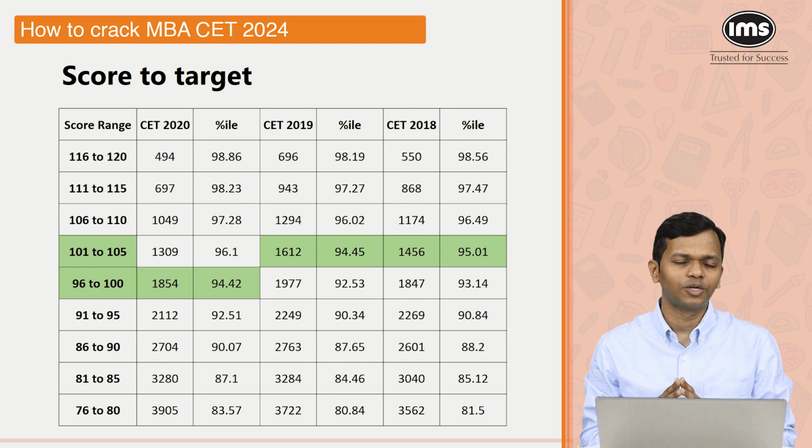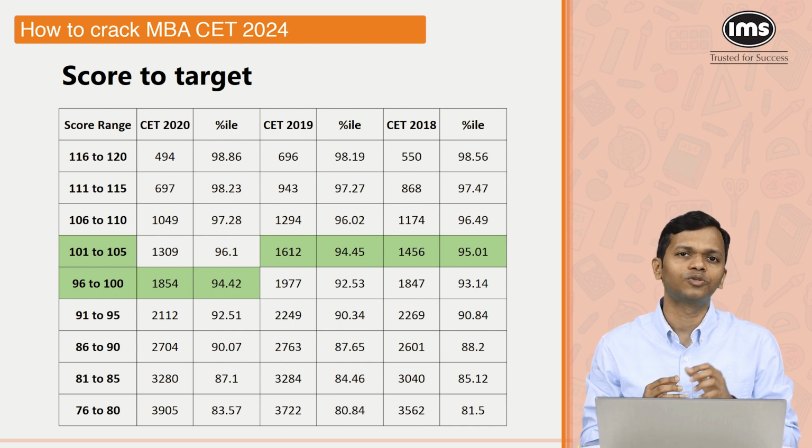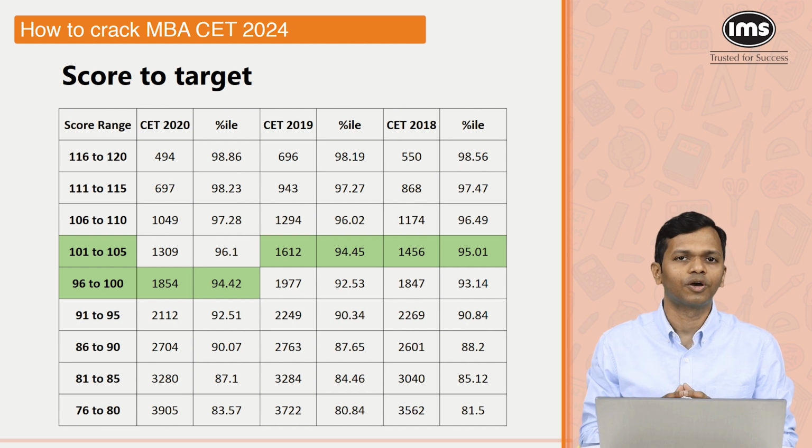Now, what is the utility of this table that I've shown you? Whenever you take SimCETs, whenever you take the full-length papers, what you should do is go back to this table and try and figure out that if the SimCET that you just took was the actual CET paper, what your score would have corresponded to. So let's say you take a SimCET and you have scored let's say 110. That 110 is roughly in the range of 96 to 97 percentile in the actual CET. So that is how you can use this particular table and gauge where you stand in terms of the actual CET.